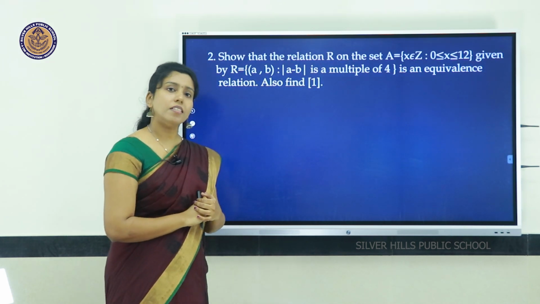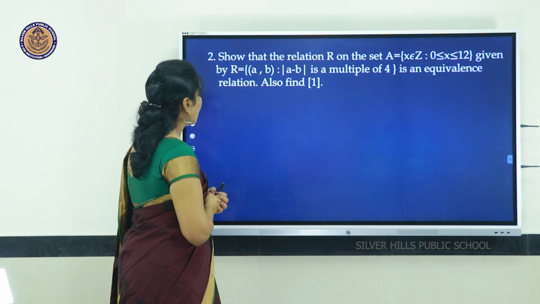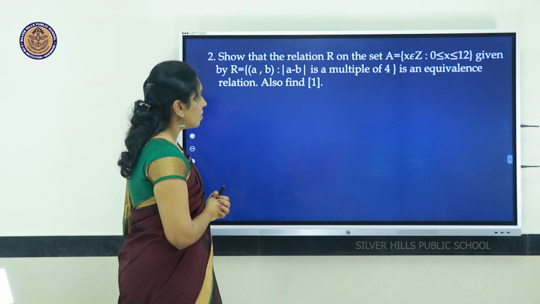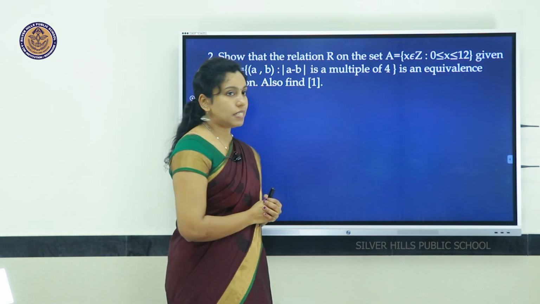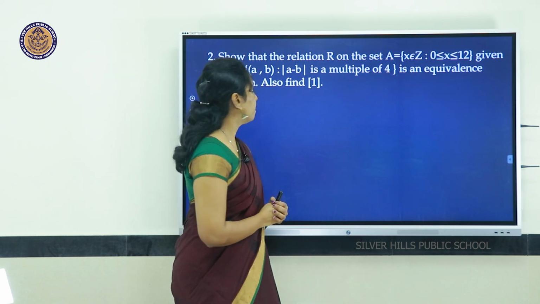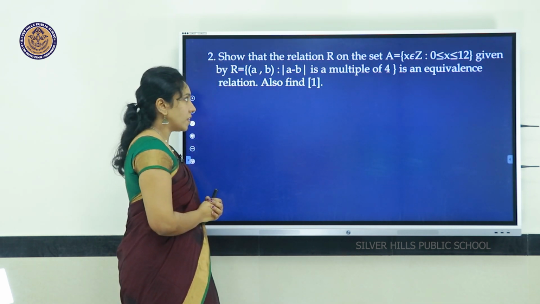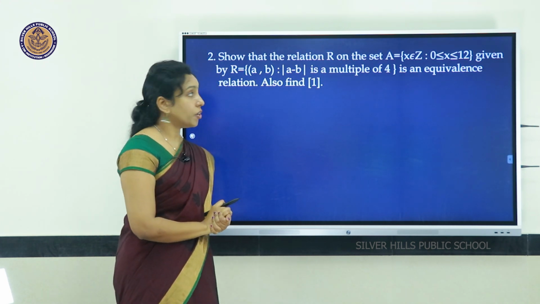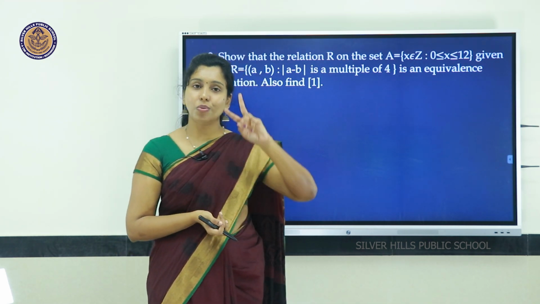Now, if the idea is clear, it is easy for you to find the equivalence classes. So, let us check the example here. Show that the relation R on the set A. So, what is our set A here? Set of all x in Z, Z denotes integers, and x lies between 0 and 12. And the relation is given by the set of all ordered pairs (a, b) such that modulus of a minus b is a multiple of 4, is an equivalence relation. Also find equivalence class 1. So, two questions are there.